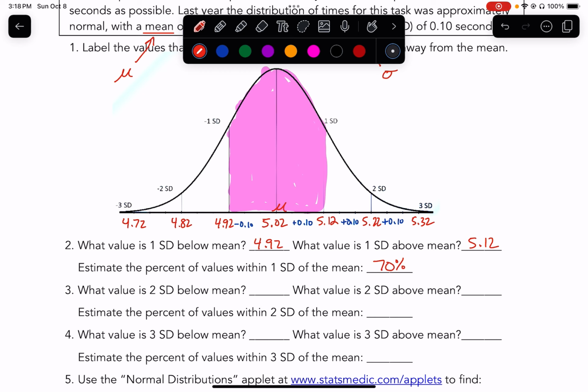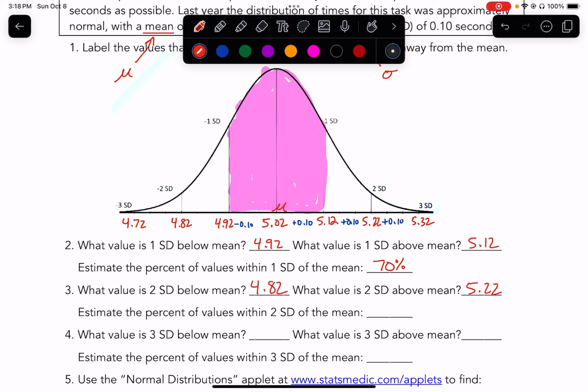And then what value is 2 standard deviations above the mean? If we look, 2 standard deviations was right here. We wrote down 5.22. Oh, whoops, below the mean. Sorry, so 5.22 is for above the mean, and below the mean would be 4.82.